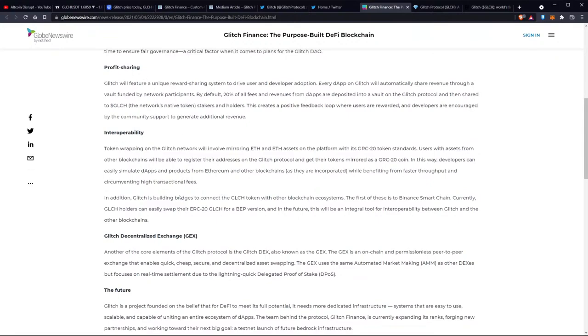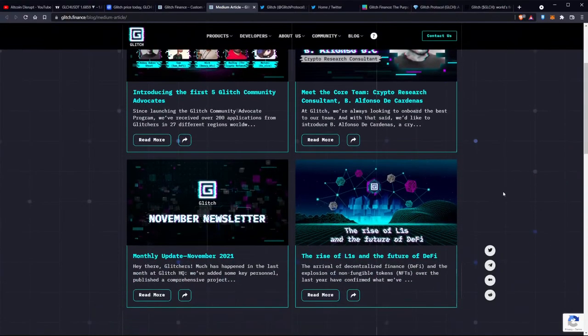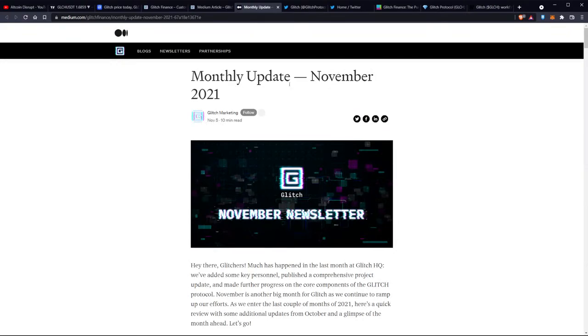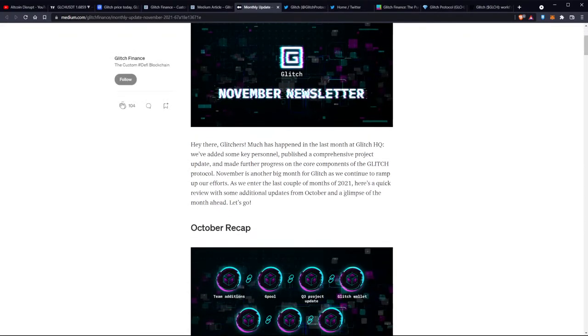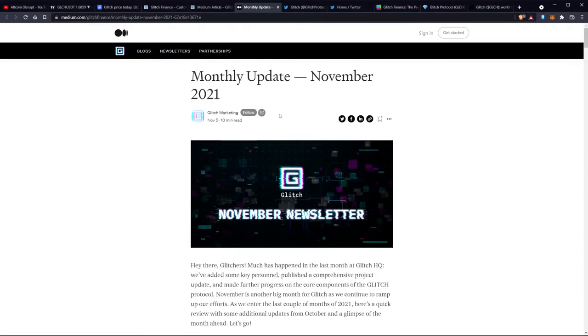Profit sharing, interoperability, Glitch decentralized exchange, and the future of Glitch. Now, in all of that, we've also got information on the Glitch Medium blog. These are basically the latest ecosystem update articles that will get us some more in-depth view on Glitch itself, such as the monthly update for the month of November. It's quite interesting because the month of November has not ended yet.